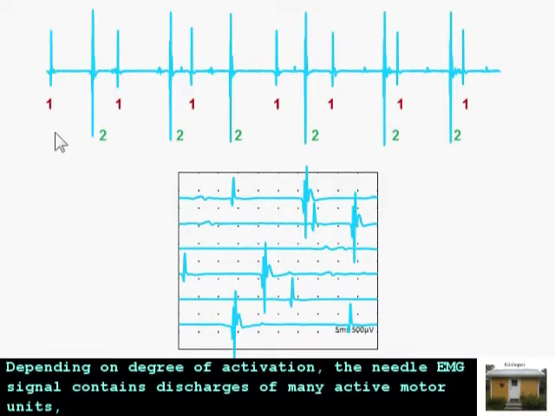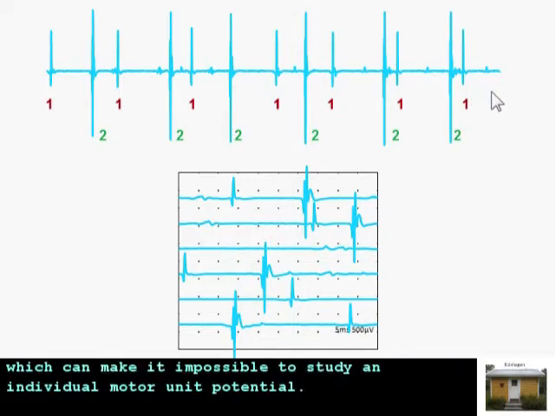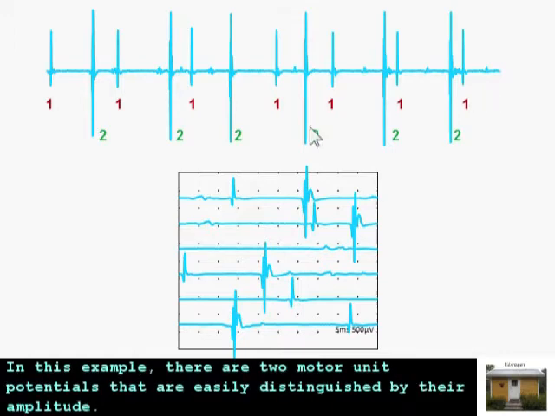Depending on degree of activation, the needle EMG signal contains discharges of many active motor units, which can make it impossible to study an individual motor unit potential. In this example, there are two motor unit potentials that are easily distinguished by their amplitude.